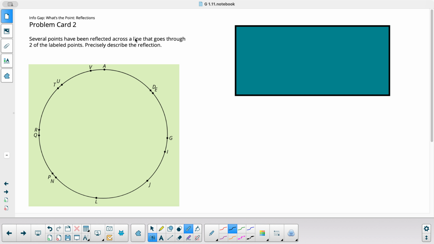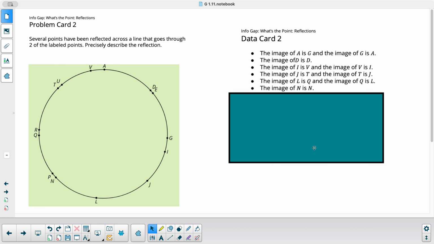Several points have been reflected across a line that goes through two of the labeled points. Precisely describe the reflection. So we would need to know either an image and a pre-image of a couple points, or we would need to know the line of reflection, or we need to know if any points and their image stay the same. If I have points that stay the same as their image, then we know they're on the line of reflection. So let's take a look and see what the data is.